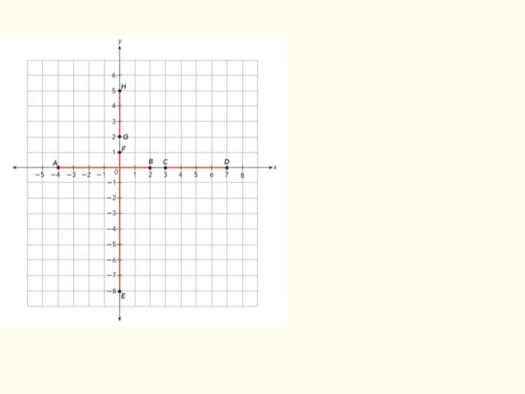EF, and GH. Let's begin with line segment CD. The coordinates of C are 3, 0, and D are 7, 0. By counting the number of units from 3 to 7, we can see that the length of CD is 4 units. 1, 2, 3, 4. So line segment CD has a length of 4 units.